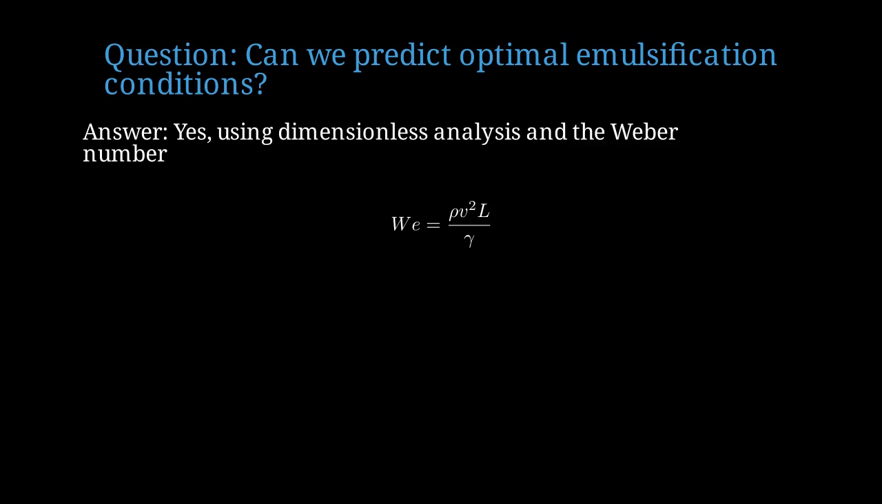The Weber number, We, equals ρV²L over γ, where ρ is density, V is velocity, L is characteristic length, and γ is interfacial tension. Higher Weber numbers produce smaller droplets.